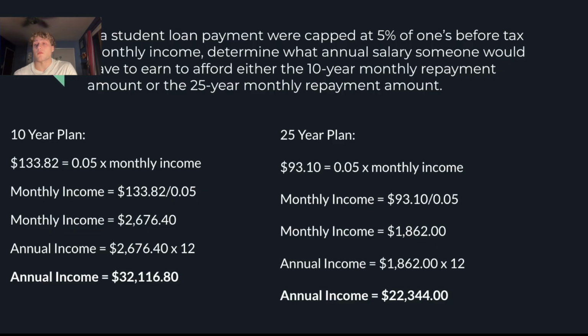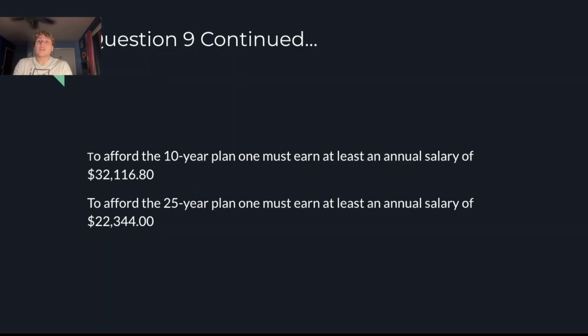So again, as I explained before, this might be more valuable to someone who may not have that money at that time. Moving forward, the continuation of this question. To afford the 10-year plan, one must earn at least an annual salary of $32,000, and for the 25-year plan it is $22,000.